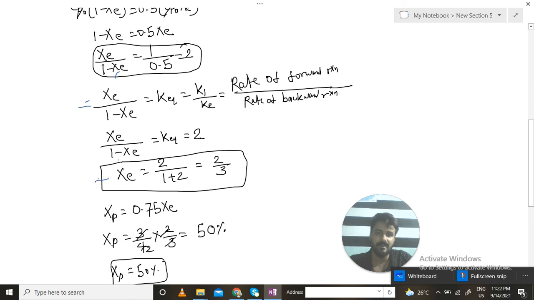This is also called the maximum achievable concentration. So if the question says calculate the maximum achievable concentration, it will be equal to the equilibrium concentration. Okay, hope you all have got the answer.